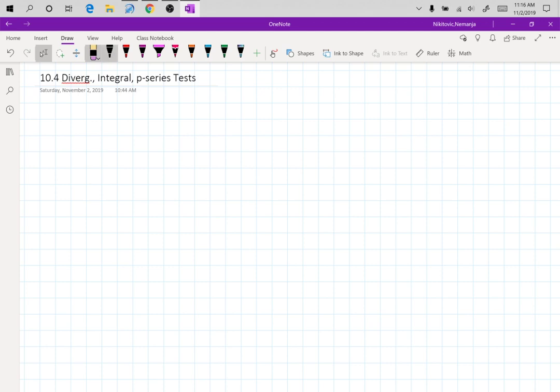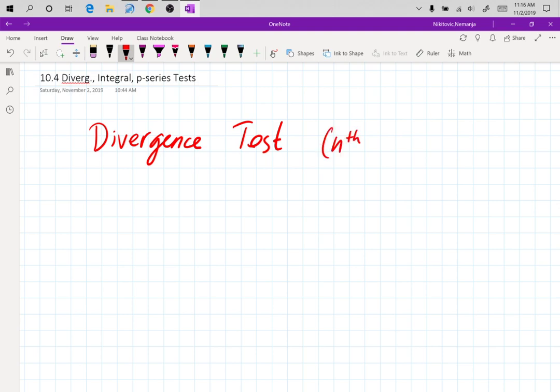And we are now going to write those definitions and go from there. The first one is the divergence test, also known in some literature as the nth term test. If you read the Larson book, it's going to be called the nth term test. That's the first test on your sheet.